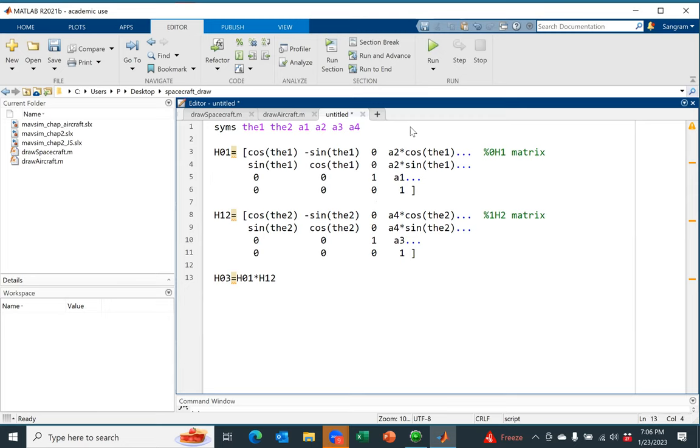H02, correct. H02, because we have the zeroth frame, first frame and second frame, right? So 0H2 is equal to 0H1 multiplied by 1H2. Are you with me so far? Did you copy down the homogeneous transformation matrices or no? Did I type them correctly or not?